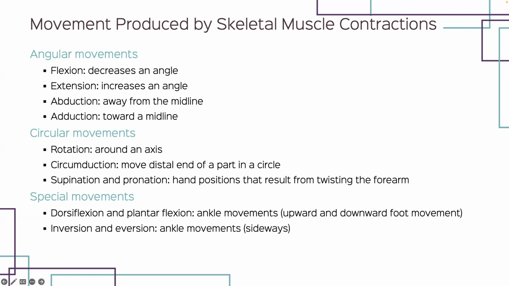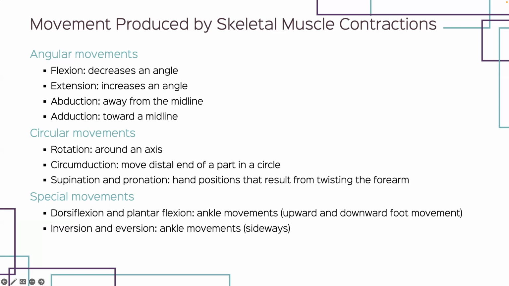Flexion is going to be a movement that decreases the angle between the two bones of a joint, and it's often described as that bending movement. So if you bend your elbow or your knee, then you flex it. Extension movements are going to be the opposite of that. They will increase the angle between the two bones of a joint. Therefore, extension is a straightening or stretching movement rather than a bending movement.